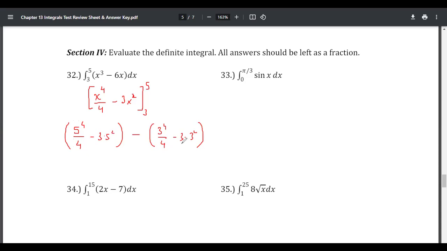Is that what you meant? You put in 5 first, so you get this part. And then you put in 3, so you get this part. And then make sure you are subtracting the whole thing. Okay. Can you actually do this for me and tell me what the final answer looks like? Yeah, I could try. Okay. Take your time.